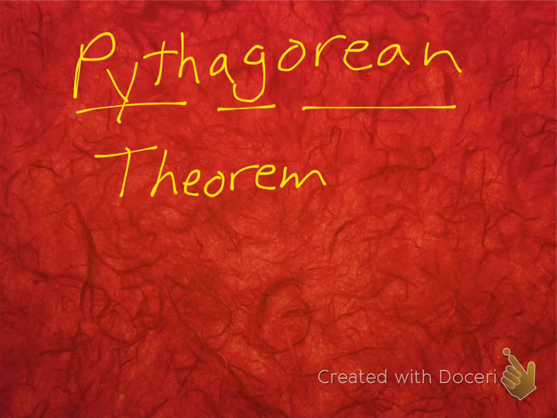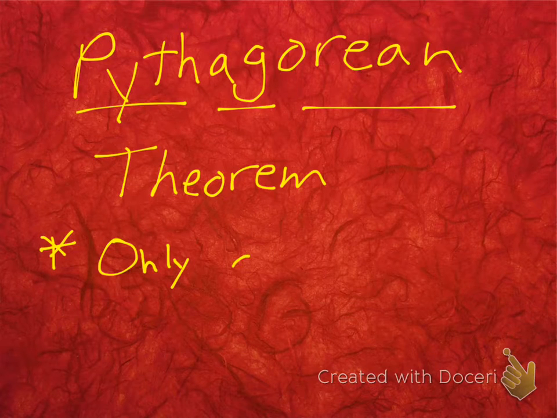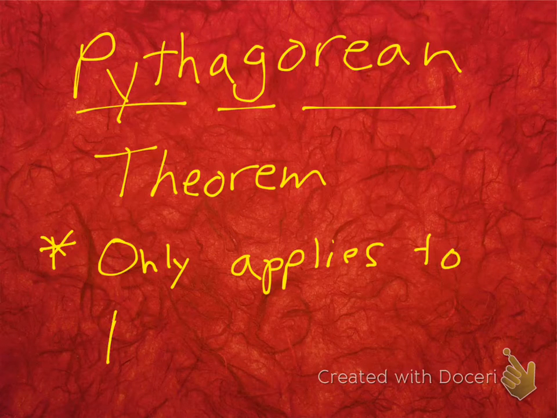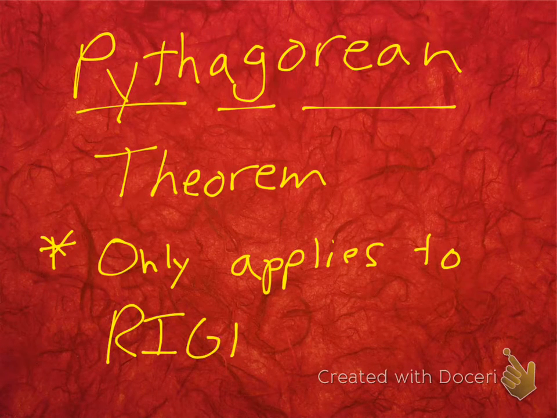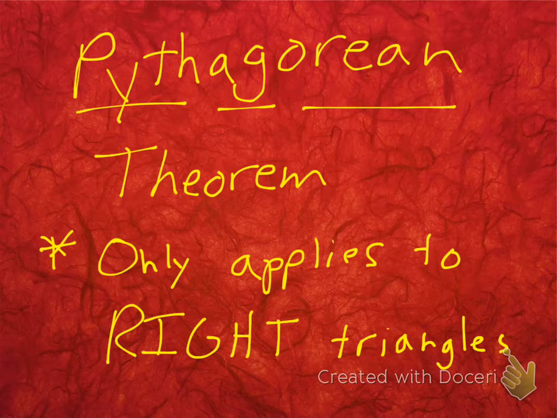Pythagorean theorem. Now, a Pythagorean theorem, and I want you to write this down on your paper, only applies to right triangles. Only right triangles. It does not work for isosceles or any of those unless the isosceles triangle is a right triangle. Alright? It only works for right triangles. Anything else doesn't hold true.